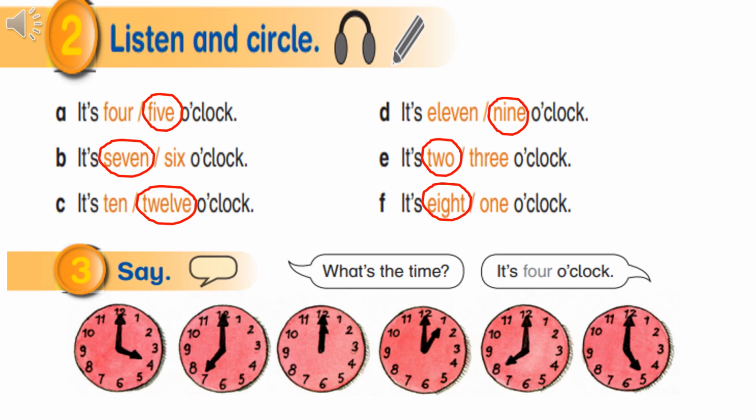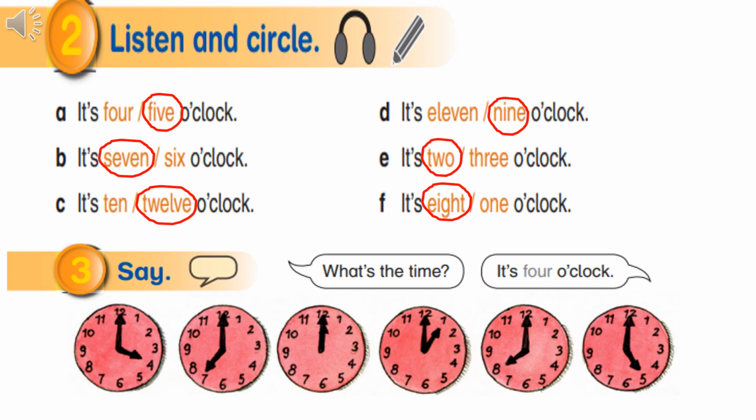Great job. The last exercise here, exercise number 3, say, what's the time? Look at the first clock and tell me, what's the time? It's 4 o'clock. Excellent. The second clock, tell me, what's the time? It's 7 o'clock. Great.